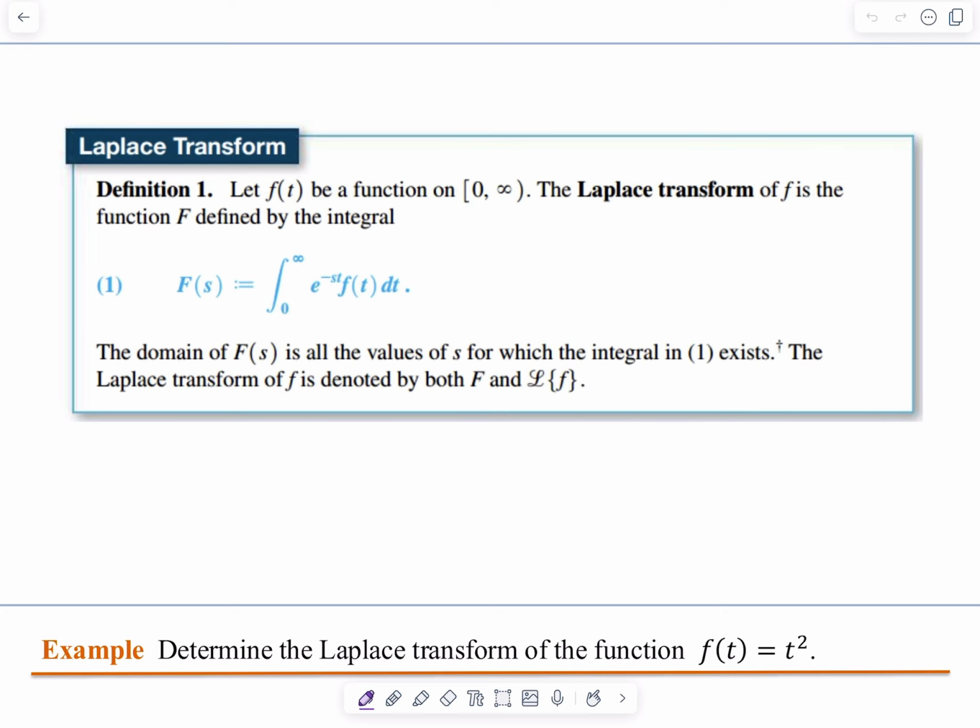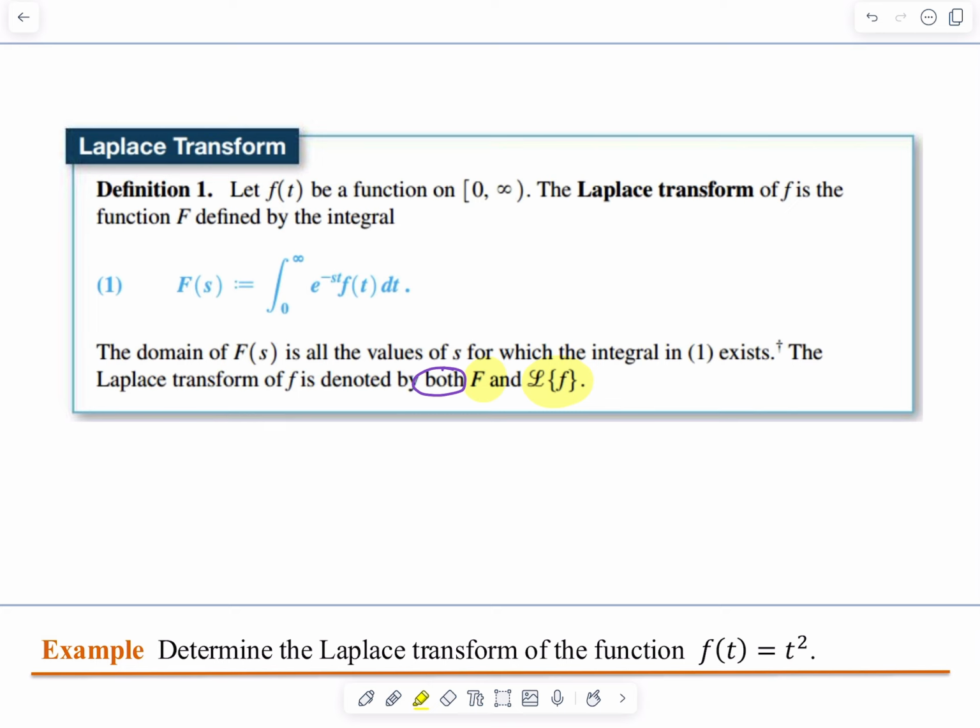It is equal to, so F of s is equal to the integral from 0 to infinity of e to the negative st power multiplied by the function f of t dt. Now, the domain of F of s is all the values of s for which the integral exists. And the Laplace transform of f is denoted by both capital F and the scripted L of f.